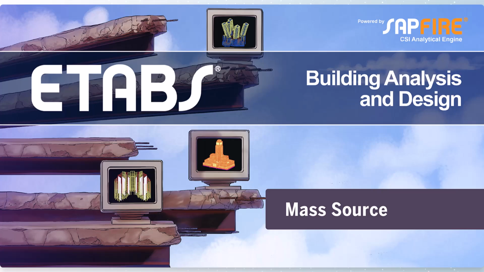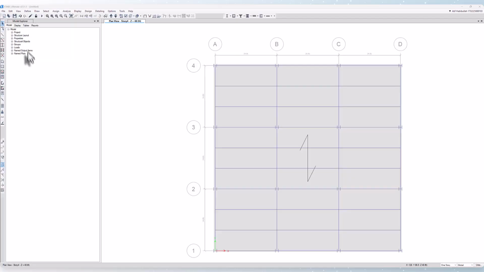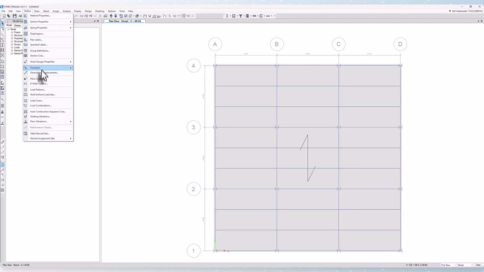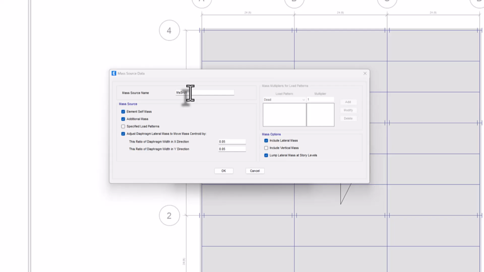In this video, we will discuss the mass source definition option in ETABS. Let's get started. To define the mass source in ETABS, go to Define, Mass Source. Here, we can define the specific parameters of the mass source to be used. Let's go through all of the options that are available to the user.